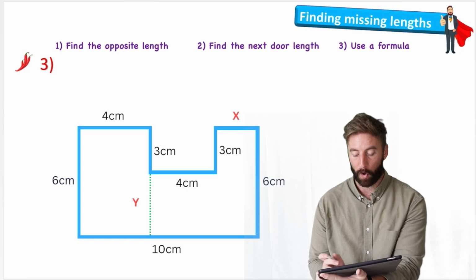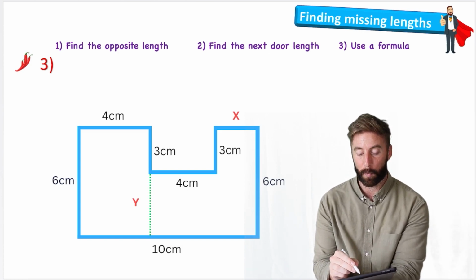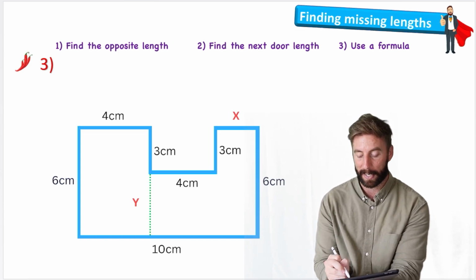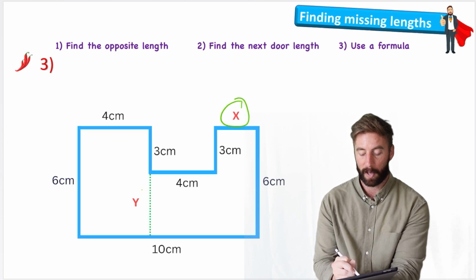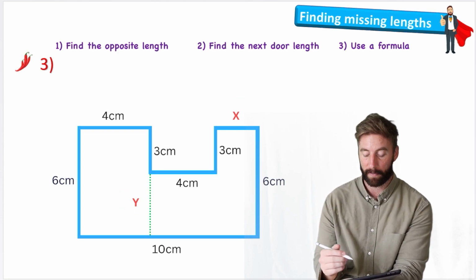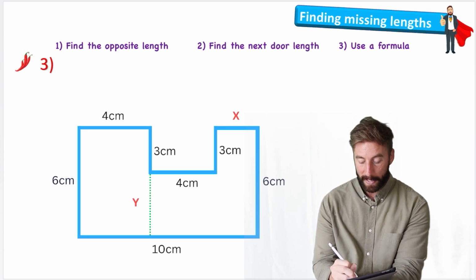Okay, ready for a challenging one. Here we go. We can actually see that in this one we've got 2 missing variables, 2 missing lengths. We have this x up here and y down here. Let's start by solving the value of y first. So y is this length just here.